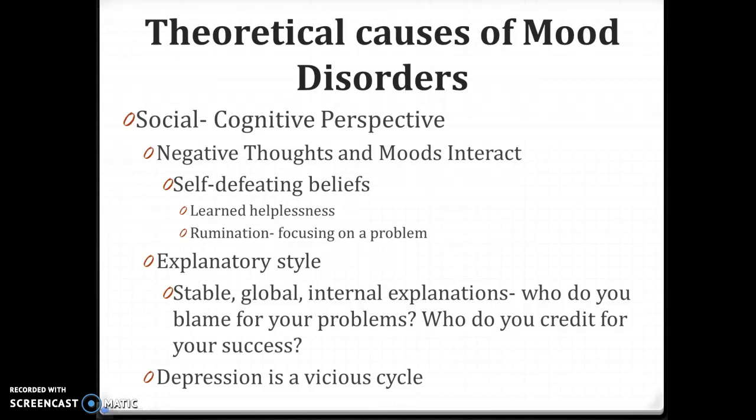There are also theories behind the social cognitive perspective. Negative thoughts and moods interact. People who have recurring negative thoughts also experience recurring negative moods. There are self-defeating beliefs, learned helplessness, and rumination, which is the focusing on a problem, and these can lead to poor moods.